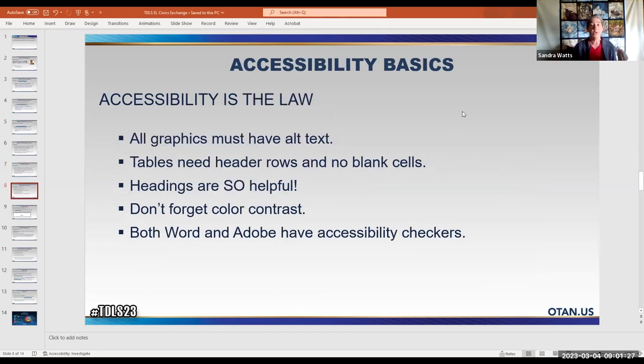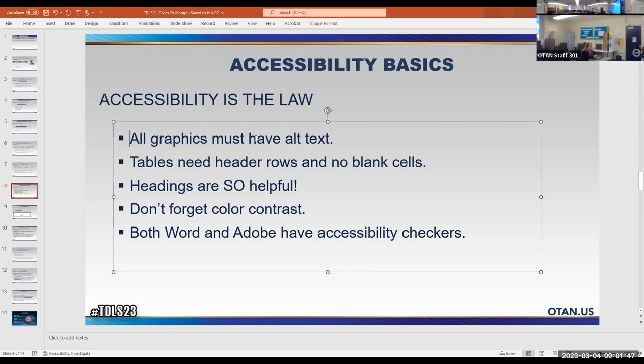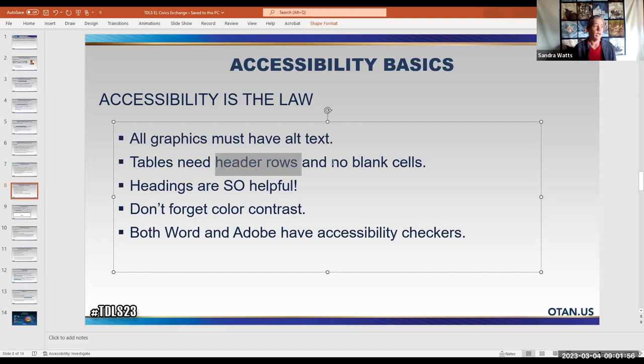Accessibility basics. Now, I'm pretty good at accessibility, but I don't pretend to be the know-all expert of it. And again, there's a workshop right after this one on making your documents accessible, which I will be at, believe me. Accessibility is the law. So these are just some of the basics. All your graphics need to have alt text. Tables: be careful with tables. You have to have header rows. Blank cells are no good because some screen readers cannot read blank cells.